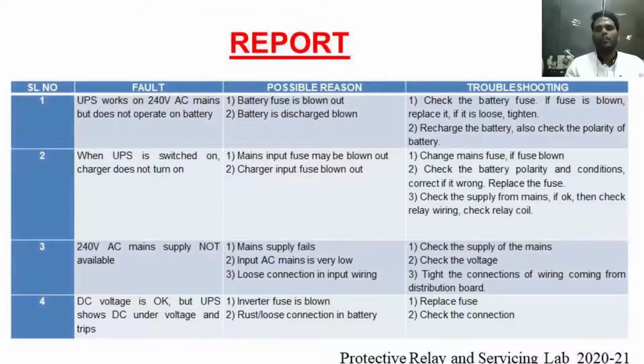After this, let me discuss what possible faults are going to occur in my UPS, what the reasons for those faults are, and how we troubleshoot them. Let me speak about a few of the faults which usually occur in my UPS. Fault number one: UPS works on 240 volt AC mains but does not operate on battery. What will be the possible reason? Maybe the battery fuse is blown out or the battery is discharged.